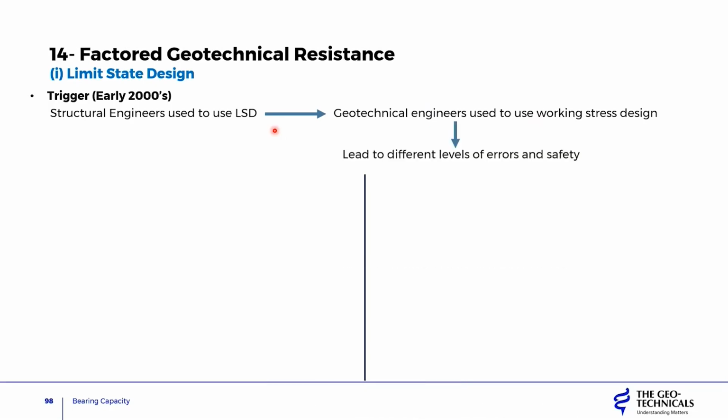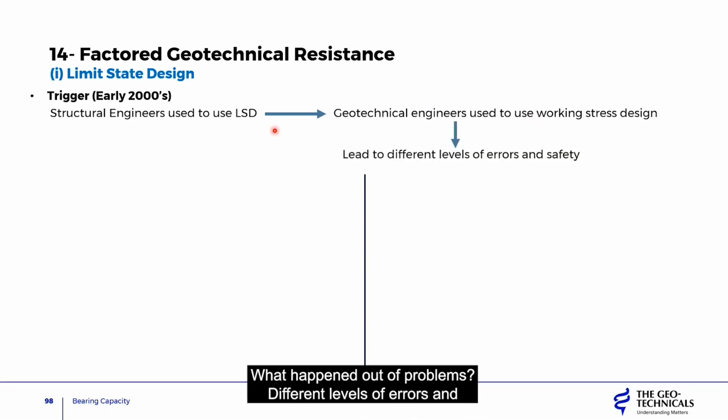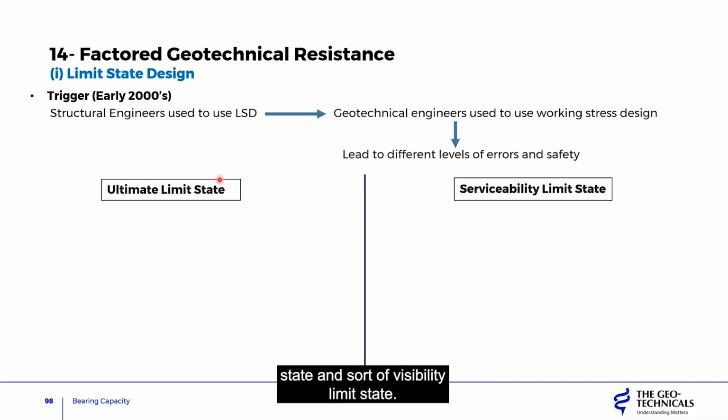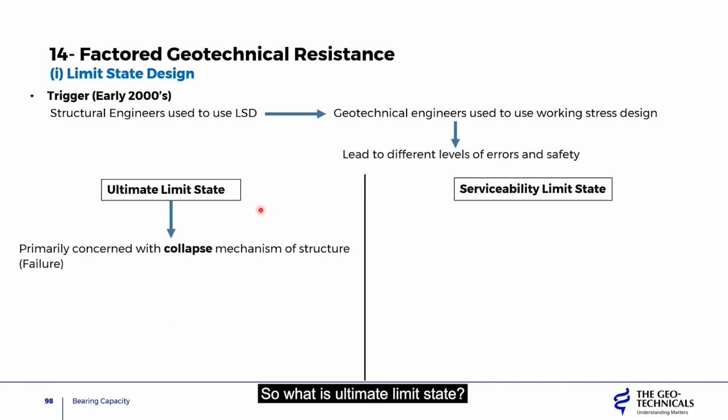So what happened was problems, different levels of errors, and in some cases very high safety issues. It means we provided them with things that they don't understand when and where to use, and they provided us with things that we don't know how to use and when to use as well. That's why we got these two clear and distinct definitions: ultimate limit state and serviceability limit state. So what is ultimate limit state?